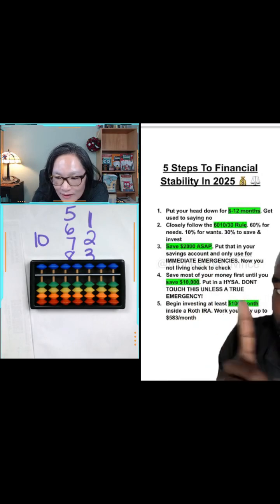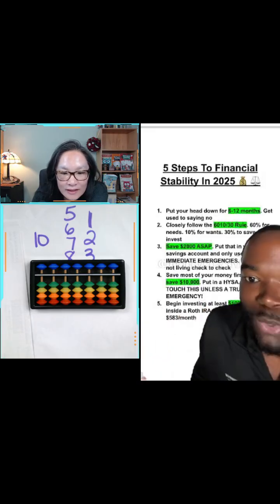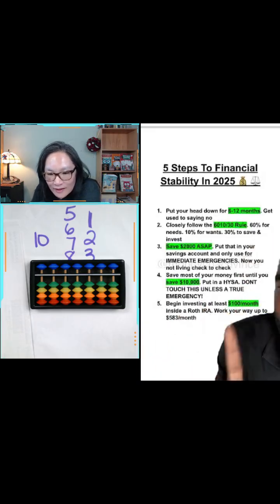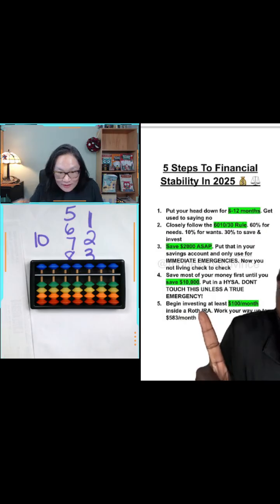You begin investing at least some dollar amount. It doesn't have to be $100 a month. It could be $5, it could be $10, it could be $2, it could be $1. You just need some dollar amount. What we want to do with this is put it into some kind of tax advantaged investment account.